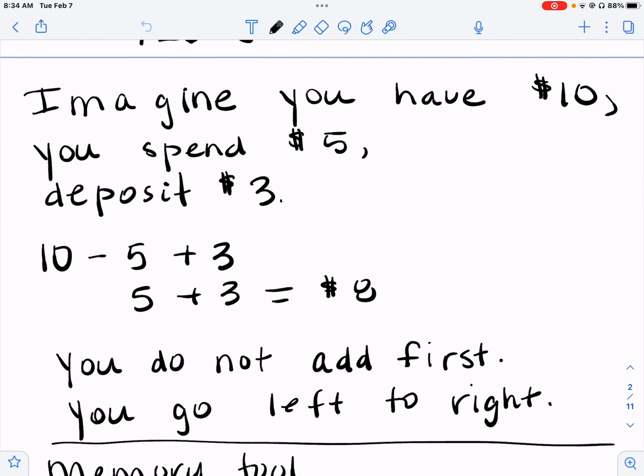Imagine you have $10, you spend 5, deposit 3. So that's 10 take away 5 plus 3. 10 take away 5 is 5, plus 3 is 8. You don't add 5 and 3 first, you go left to right.